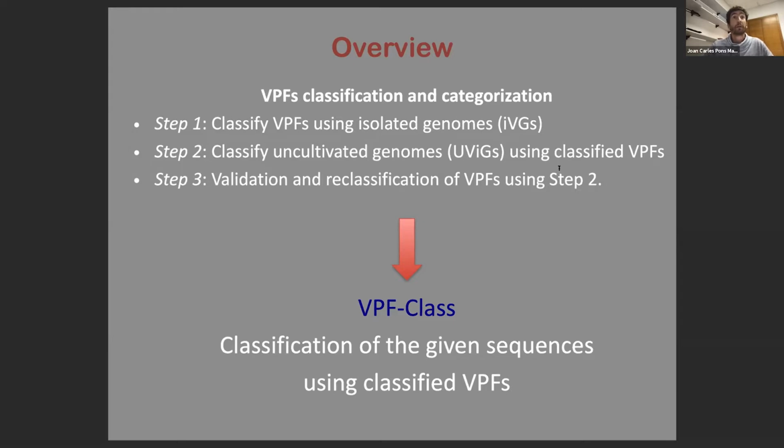In the first step, to classify and categorize the VPFs, we are using the isolate genomes. In the second step, we are using the uncultivated genomes to provide a better classification for the VPFs that are not classified in step 1. And finally, we validate and reclassify the VPFs using the previous step.